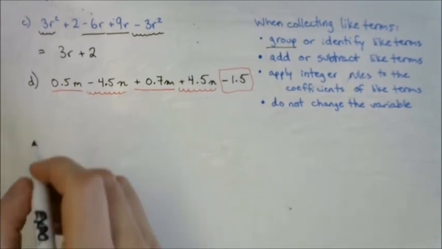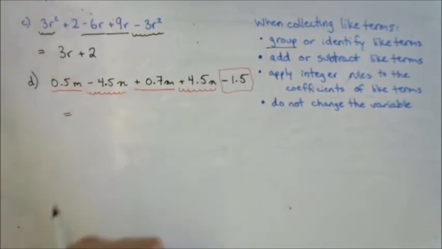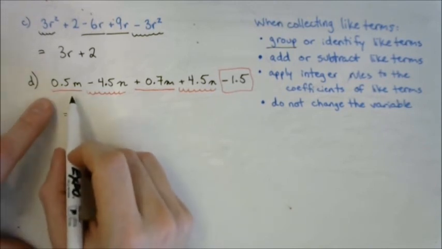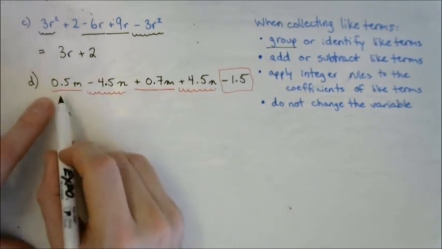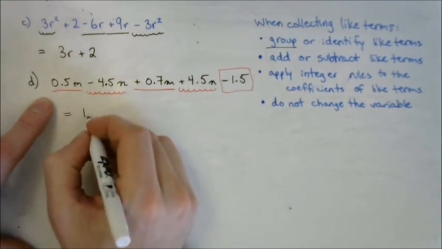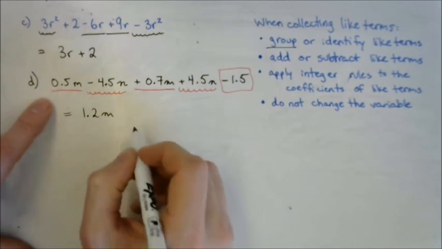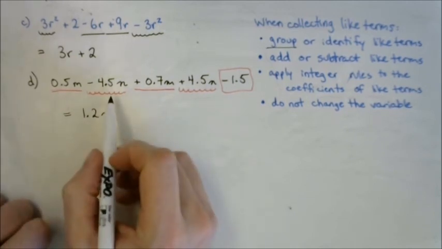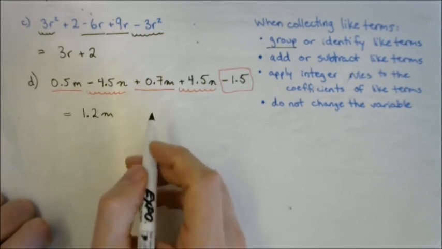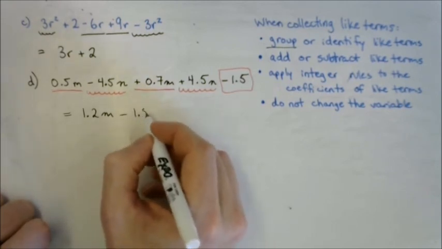Now we apply the integer rules to adding or subtracting the coefficients, and we keep the variable the same. Let's look at our m, as in Mary, first. 0.5 plus 0.7 is 1.2m. Our n terms, our Nancy terms, 0. They cancel out, 0, and bring down our constant, negative 1.5.